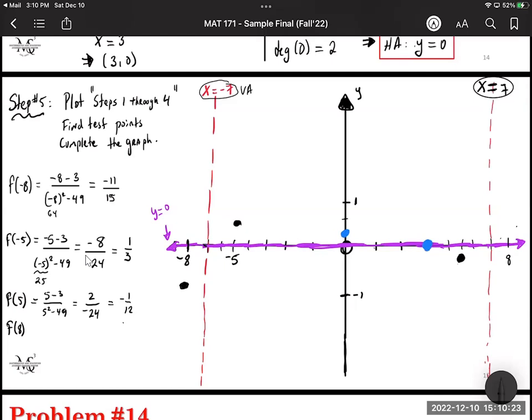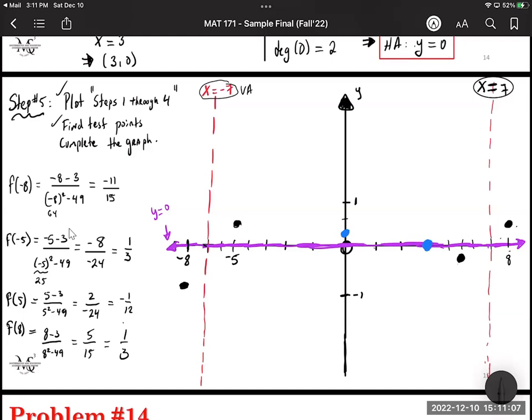All right, so I just need one more test point, f of 8. Well, that's (8 minus 3) over (8 squared minus 49). So what's 8 minus 3? 5. 8 squared minus 49, we did that earlier when we did -8 squared minus 49. That's 15. So this will reduce to 1/3. Very good. So we'll get another point somewhere here. All right, so we plotted steps 1 through 4. We found our test points. Now we've got to complete the graph.